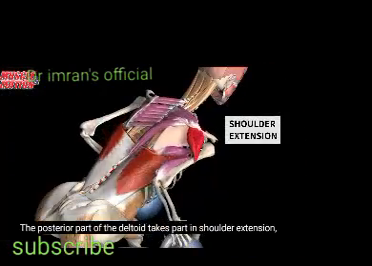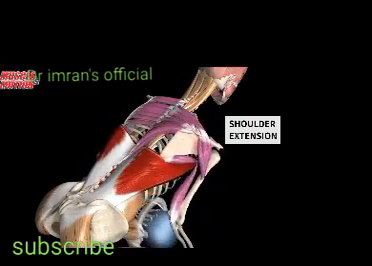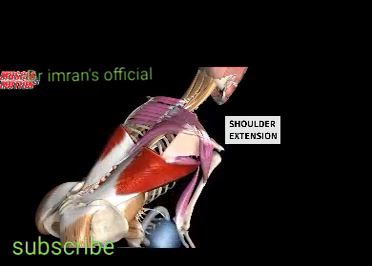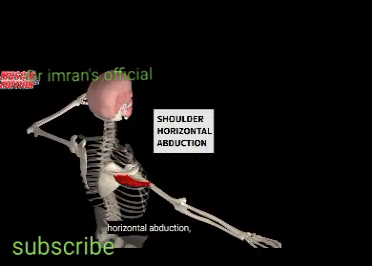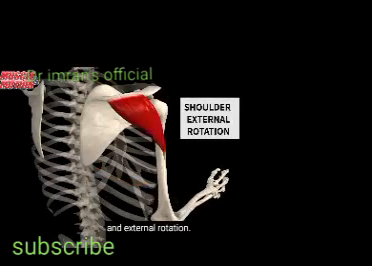The posterior part of the deltoid takes part in shoulder extension, horizontal abduction, and external rotation.